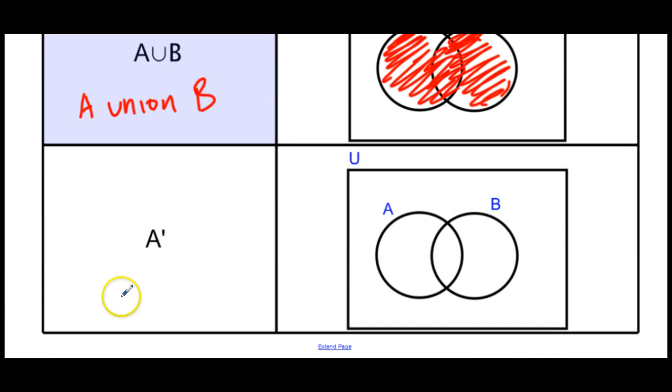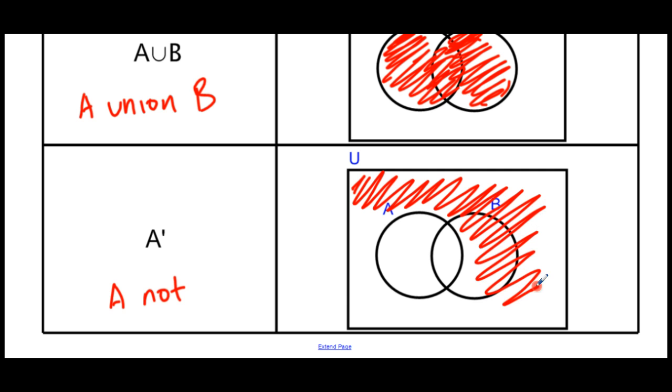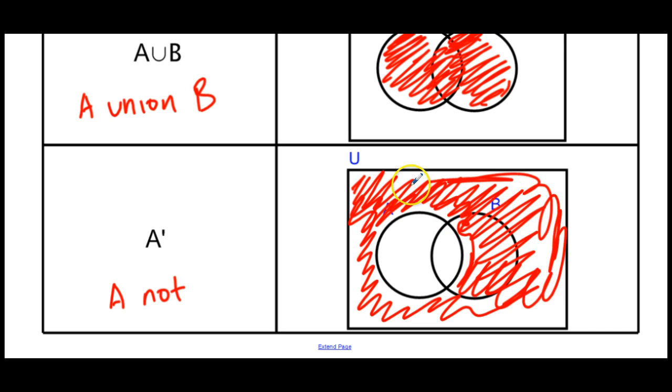The next is A naught. This is basically everything that's outside of A. So if we have A right here, this is our A circle. A naught would be everything outside the A circle, so we're looking at all these shaded regions in the universal set. Everything again outside of A. We're not touching A, we're not looking at A, forget about A. Alright?